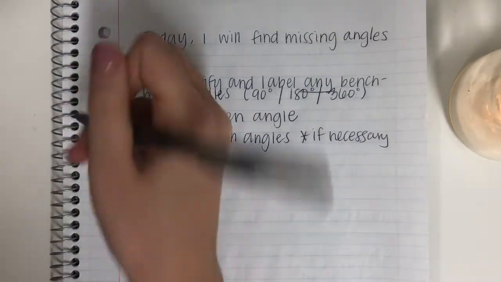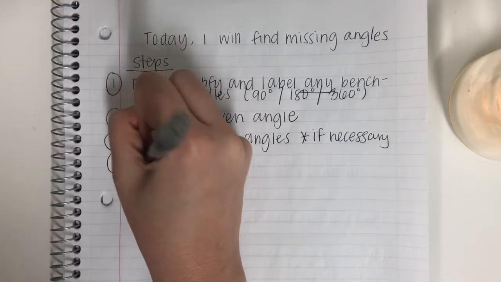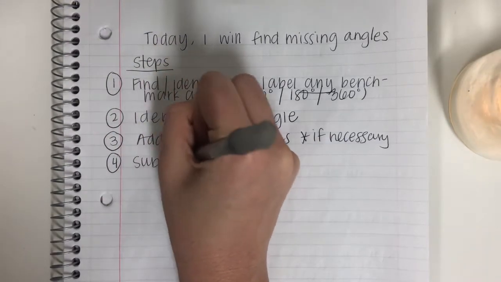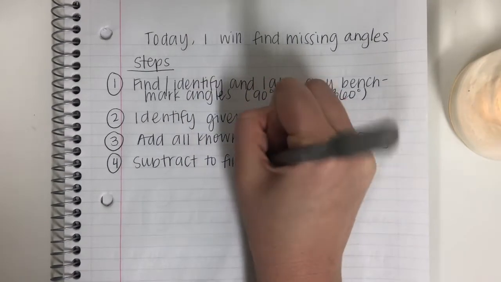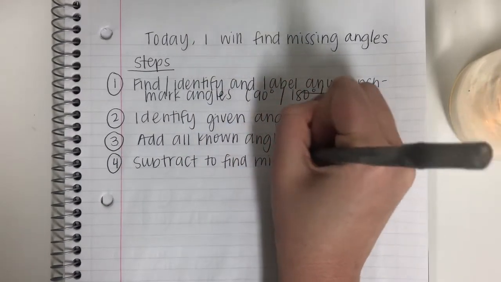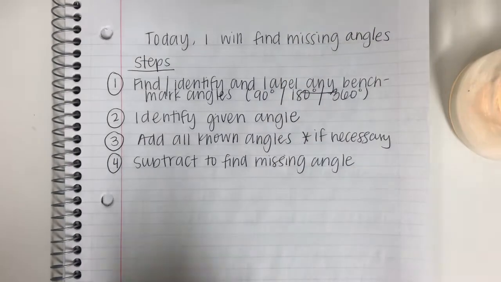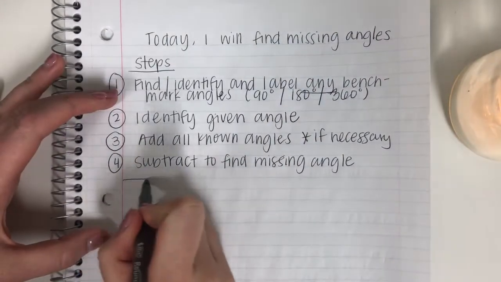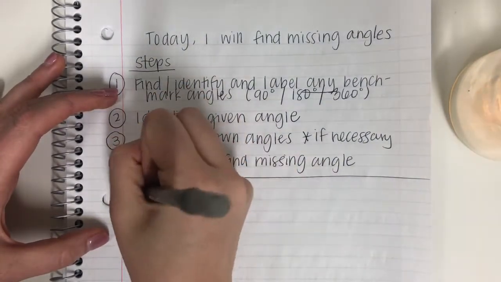Okay, and then 4 is subtract to find the missing angle. Okay, so let's take a look at some examples.